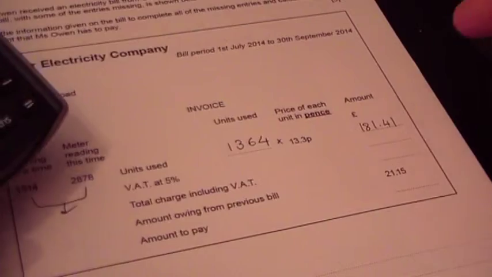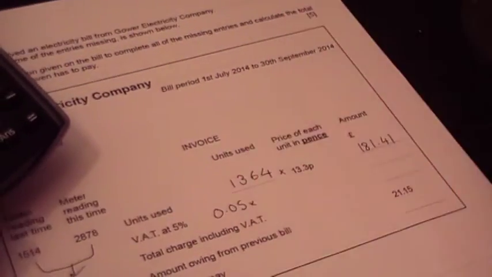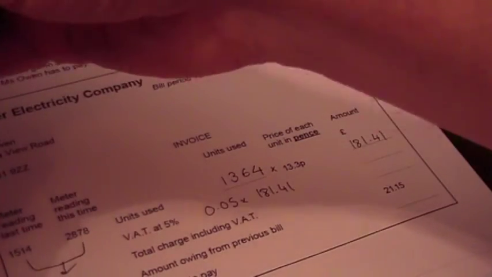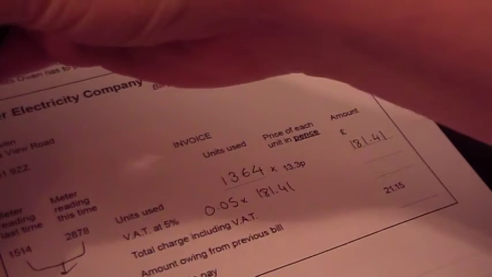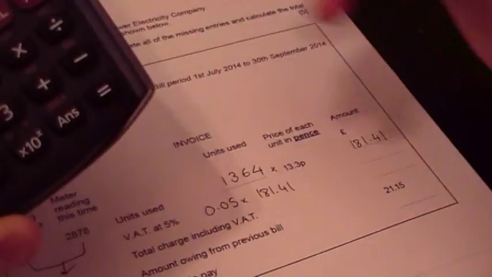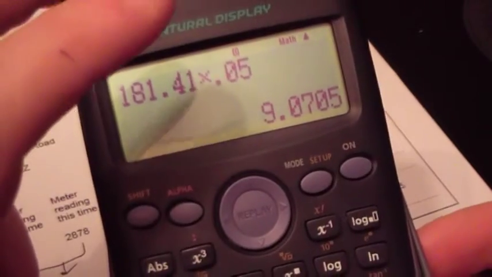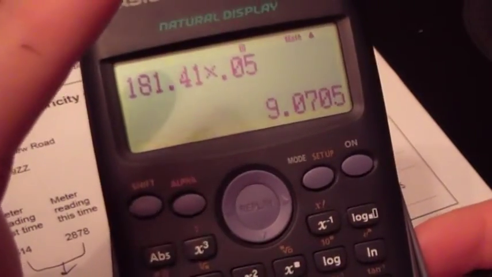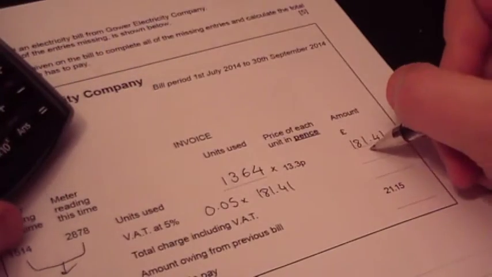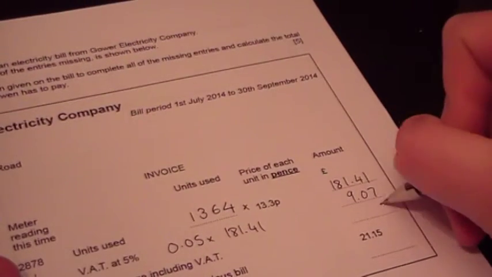VAT is at 5%. So I'm going to do 0.05 times 181.41. VAT is a tax. That comes out to be, again, quite a large number there. That is in pounds now, but it's £9.07. The 0 doesn't affect the 7, so it's just £9.07.